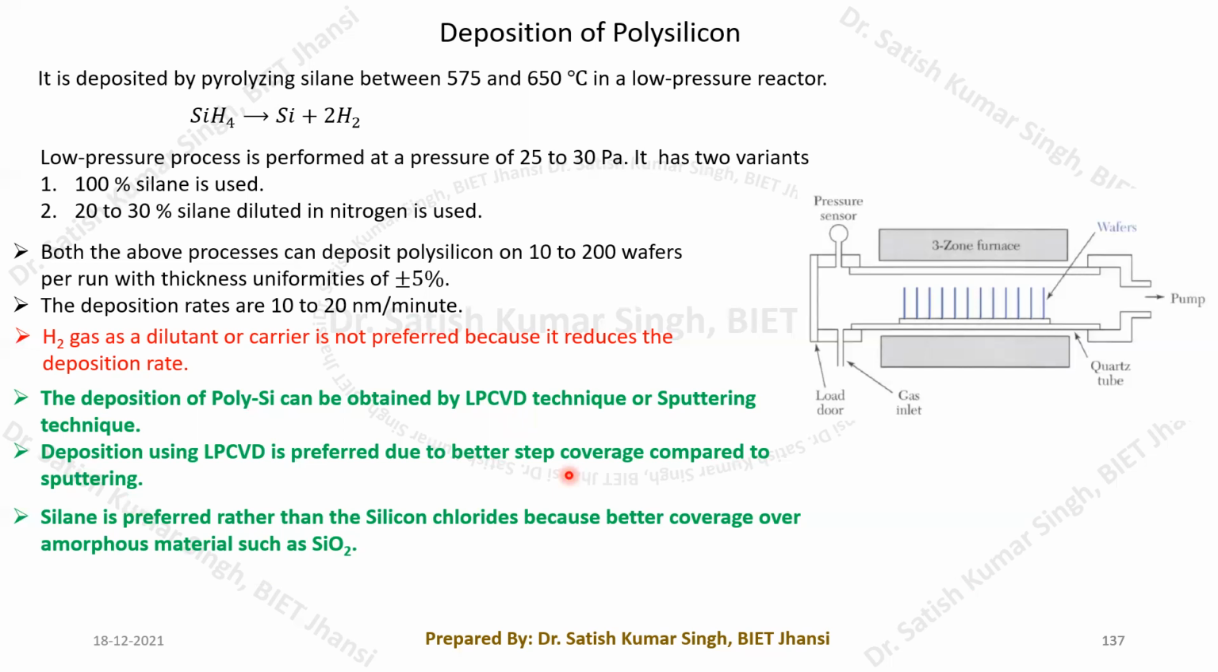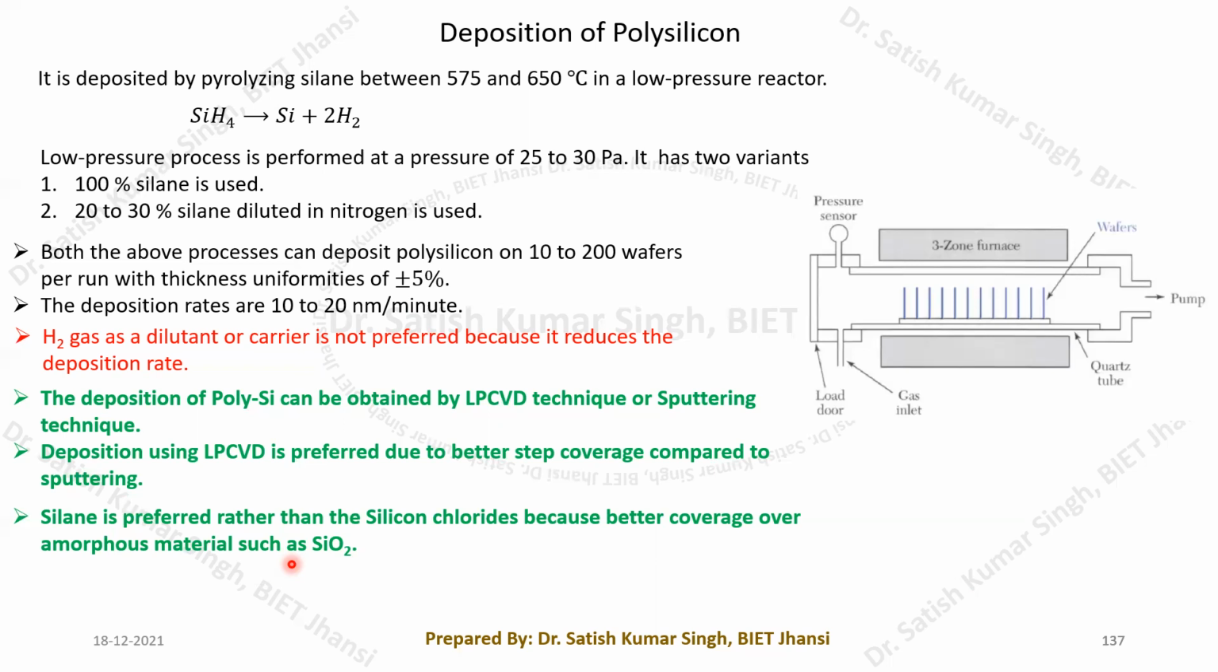One more thing is that we can also use some silicon chlorides, but generally we use silane gas. The reason is that silane actually has better coverage over amorphous material. Let us suppose we have an SiO2 layer and we want to grow uniformly over the SiO2 layer, this silane gas generally has good coverage. So that's why we are using silane.